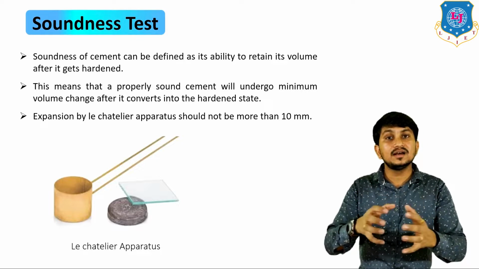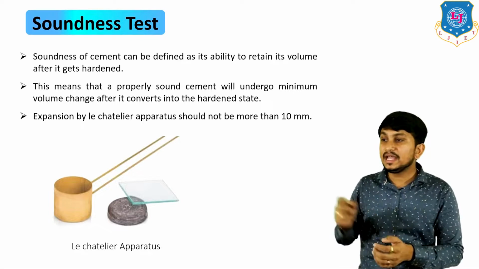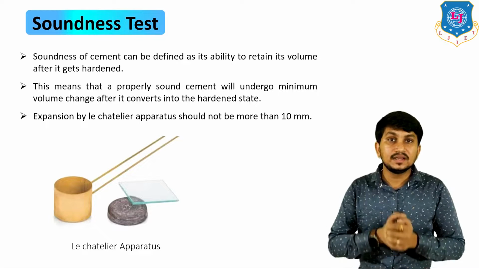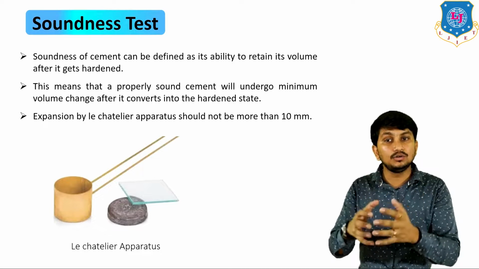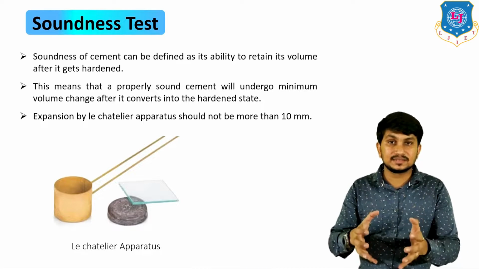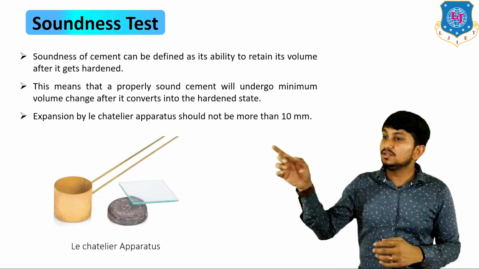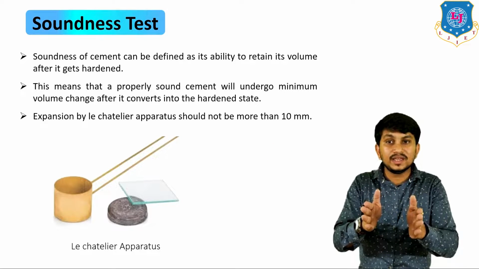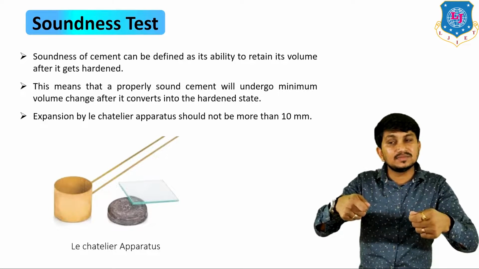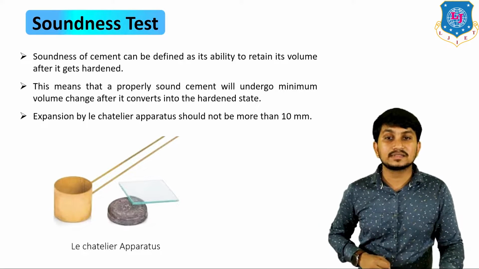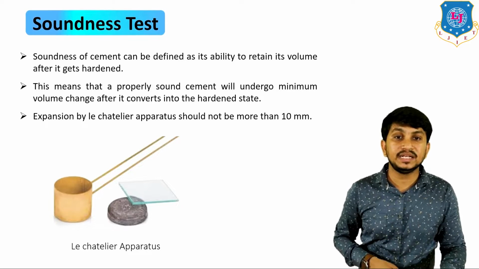You have to make one mortar in this Le Chatelier apparatus. After hardening of this mortar, the cement expands. Because of this expansion, these two wires move apart. We have to measure the distance between these two wires. It should not be more than 10 millimeter.